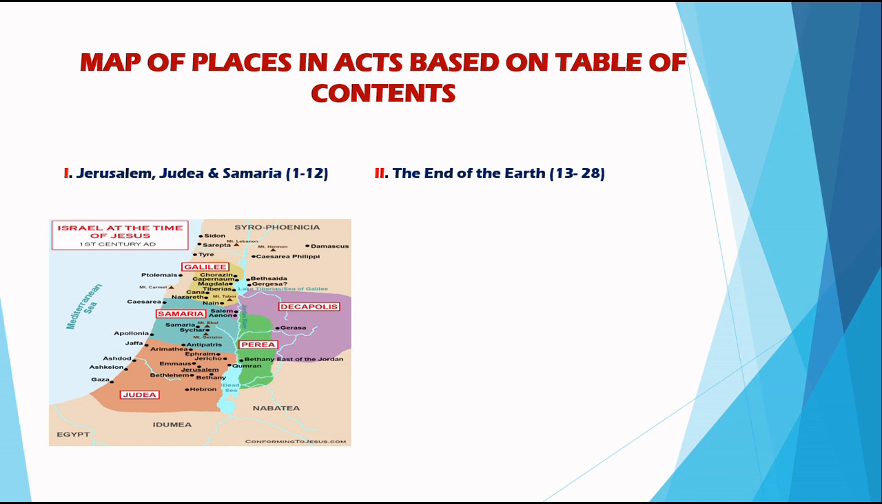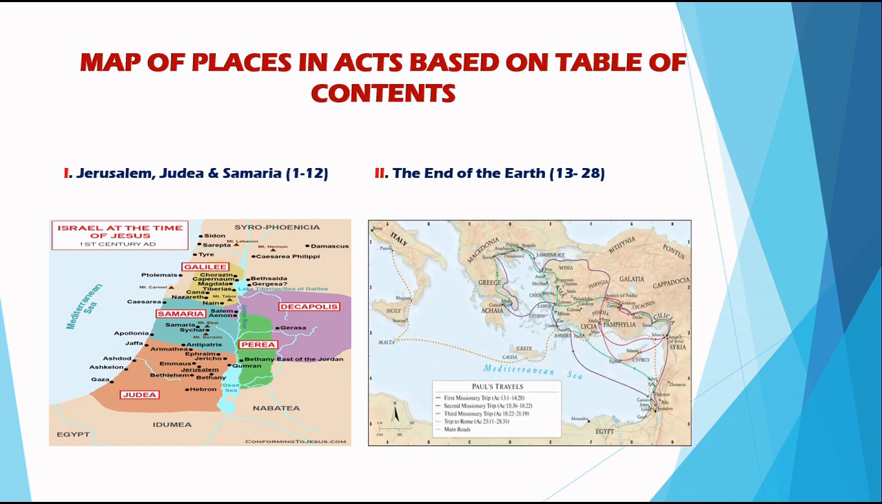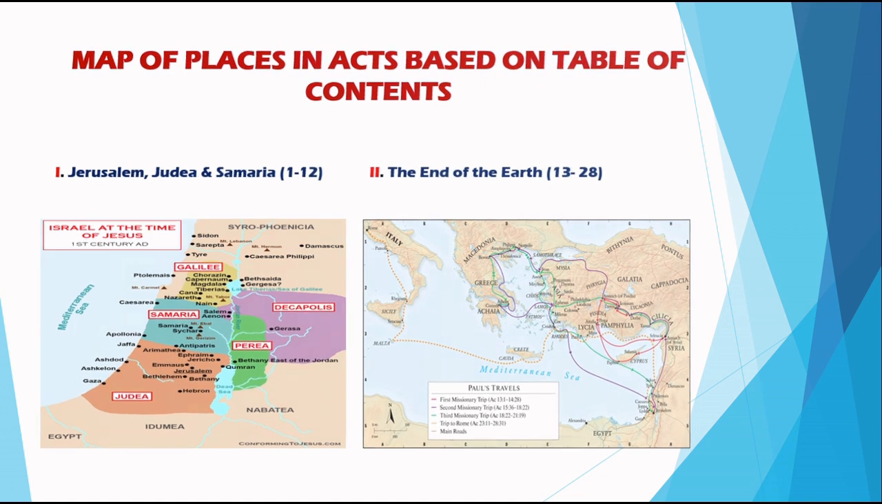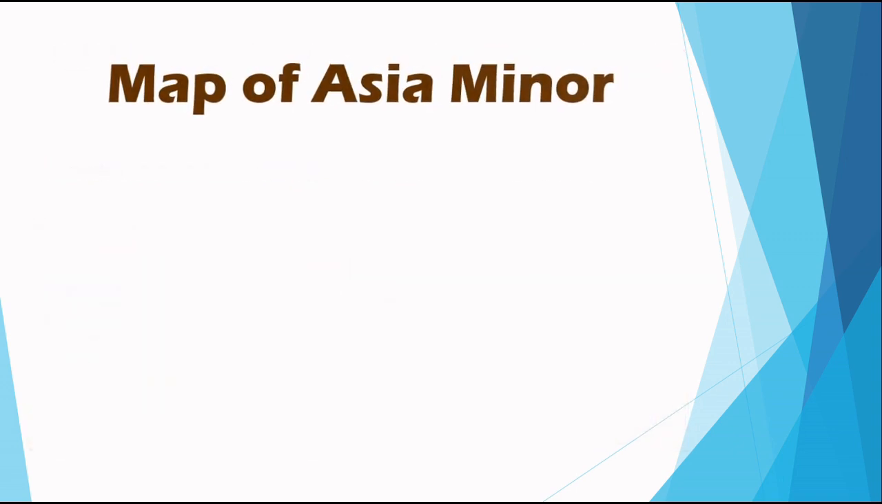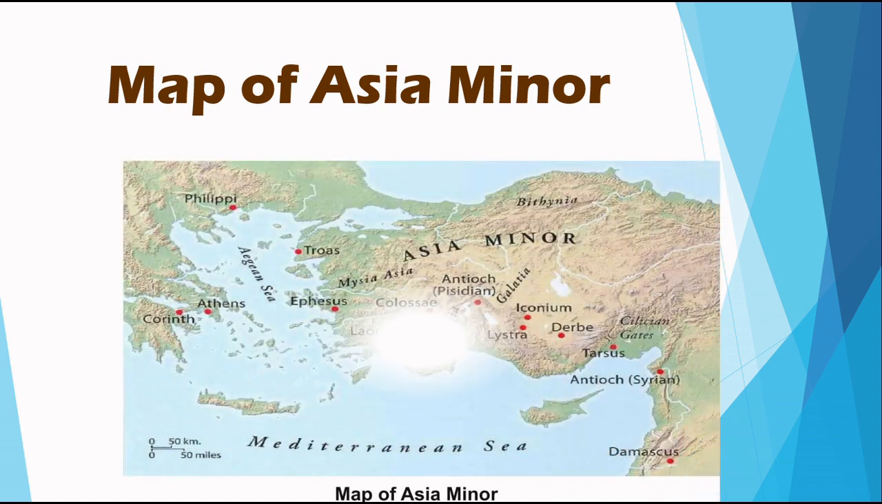And then chapters 13 to 28. These are the regions. This is a map which shows the places where witness was being made from chapter 13 to 28. This map on your right. Okay? The next map is a more zoomed-in image of that second map. This region was known as Asia Minor. So the map you're about to see is the map of Asia Minor. Back in the day, that's what this region was called.